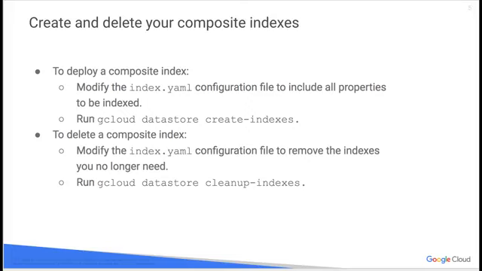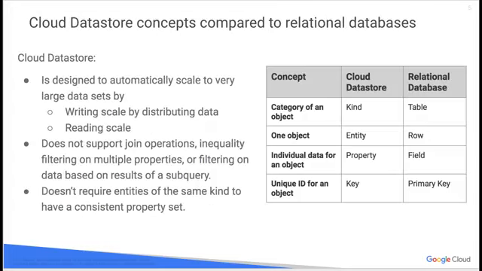When you change or remove an index from the index configuration, the original index is not deleted from Cloud Data Store automatically. When you're sure that old indexes are no longer needed, use the command datastore cleanup-indexes. The command deletes all indexes for the production Cloud Data Store instance that are not mentioned in the local version of index.yaml. The table shows concepts in Cloud Data Store that you should know from a relational database.